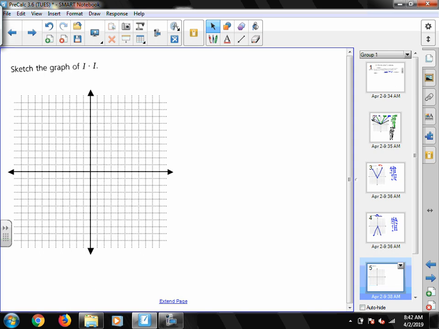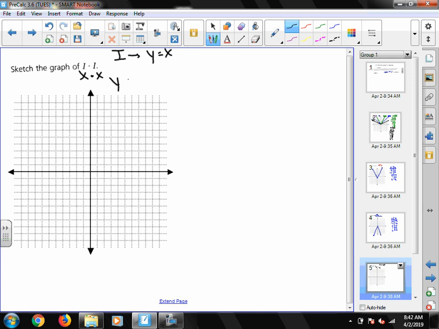The last one, we need to sketch the graph of x times x. Remember, x is just y equals x. So really what I'm taking is x times x, which gives me the graph of y is equal to x squared.